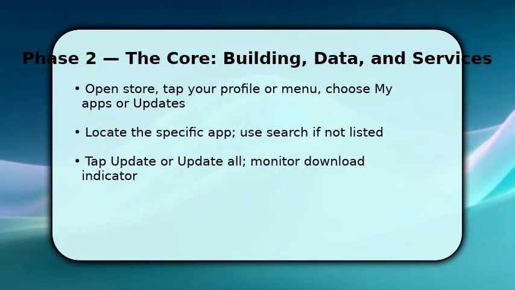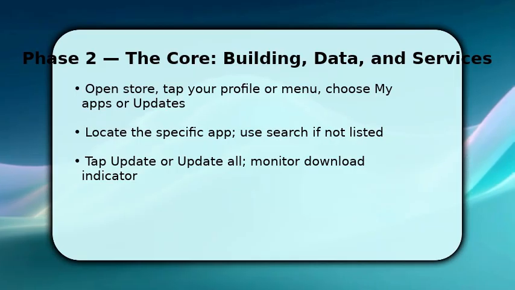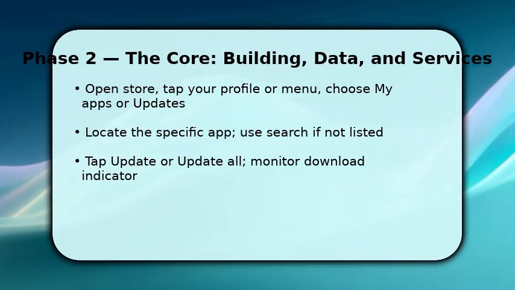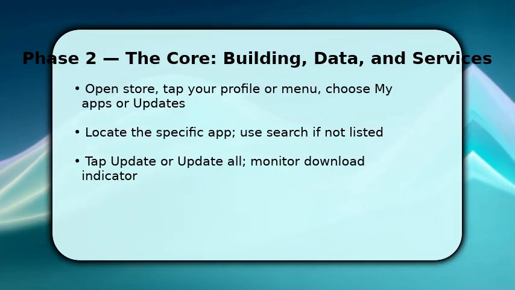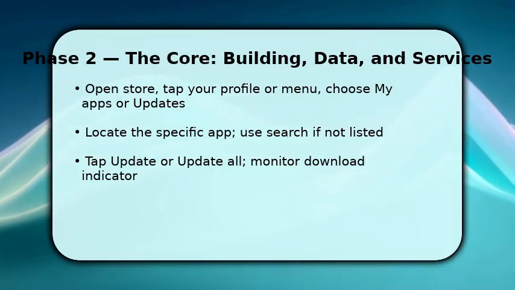In Galaxy Store, tap Menu, Updates, or in Play Store, tap Profile, Manage Apps and Device, Updates. This shows pending updates. If the app isn't listed, you search and open its page, then tap Update.